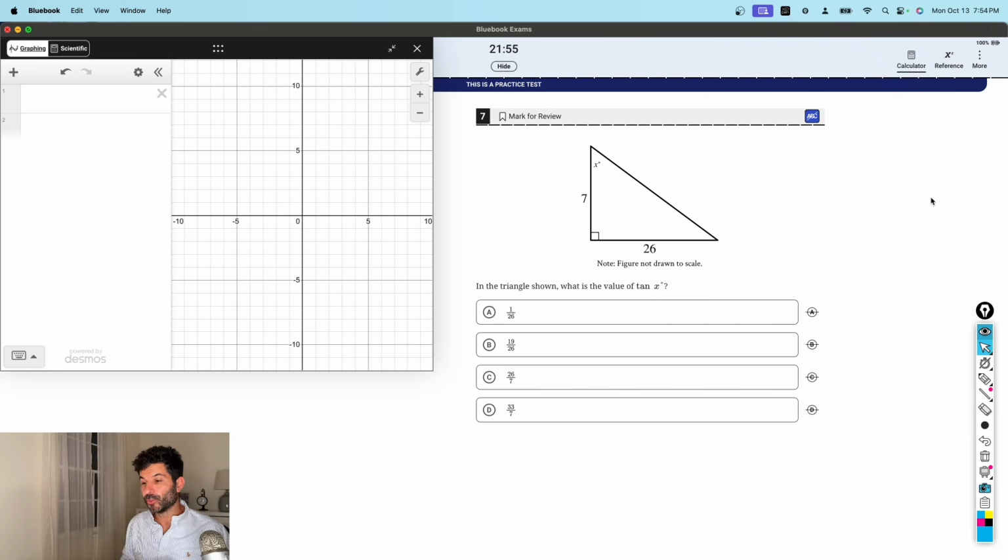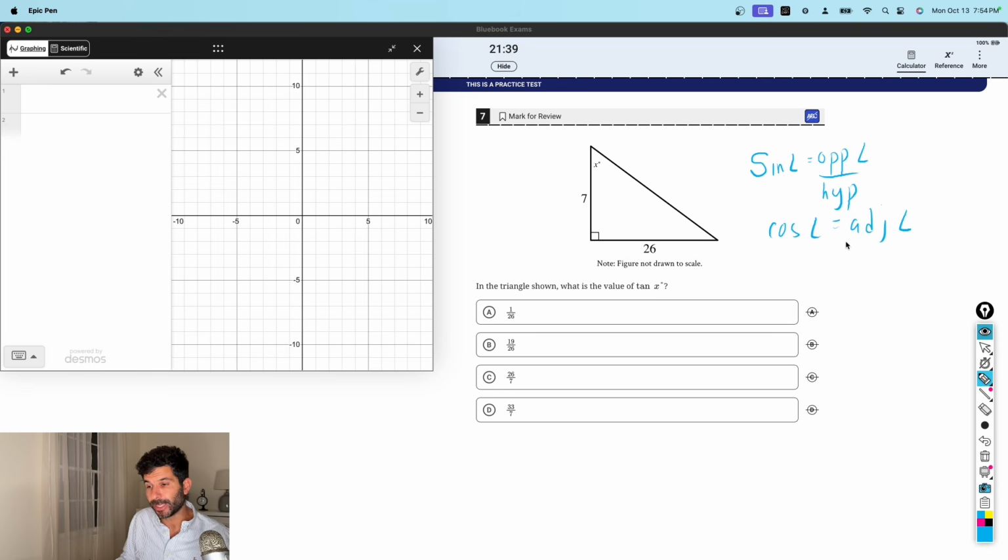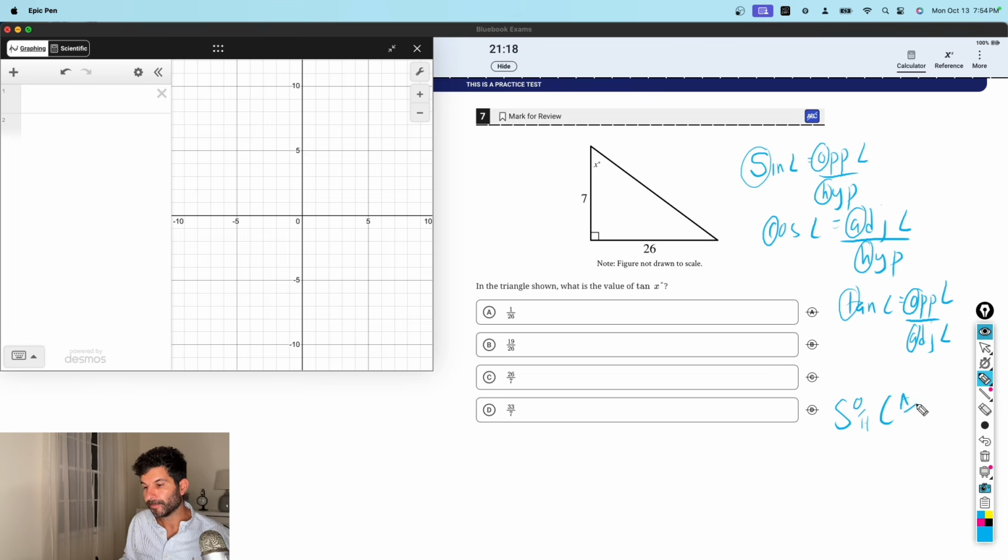But in this case, your knowledge of SOHCAHTOA is what you need, all right? SOHCAHTOA is going to be the sine of any angle is equal to the side opposite the angle over the hypotenuse. We have the cosine of any angle is equal to the side adjacent to the angle over the hypotenuse. And then finally, we have the tangent of any angle is equal to the side opposite the angle over the side adjacent to the angle, okay? So when you circle these first letters here, that's what gives us what we all know as SOHCAHTOA, okay?